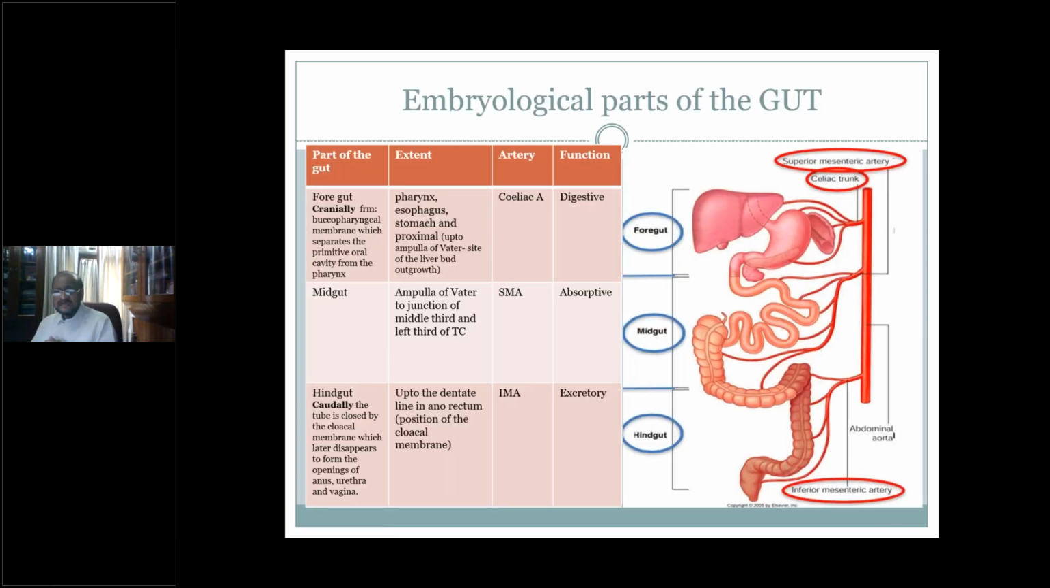Now, this is basically a representation of the embryological parts of the gut, and you can divide them into three parts: the foregut, the midgut, and the hindgut. The foregut extends cranially from the buccopharyngeal membrane up to the part which is ending at the ampulla of Vater, and that is the site of the liver bud outgrowth.